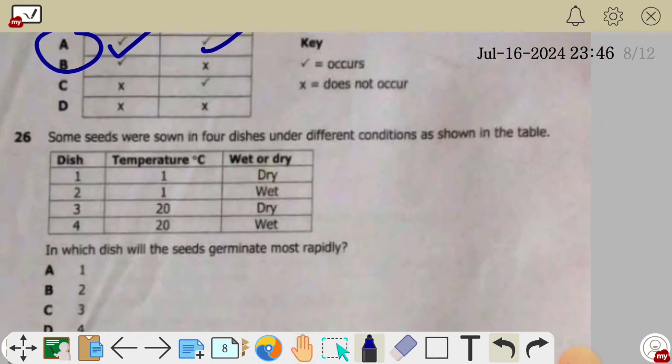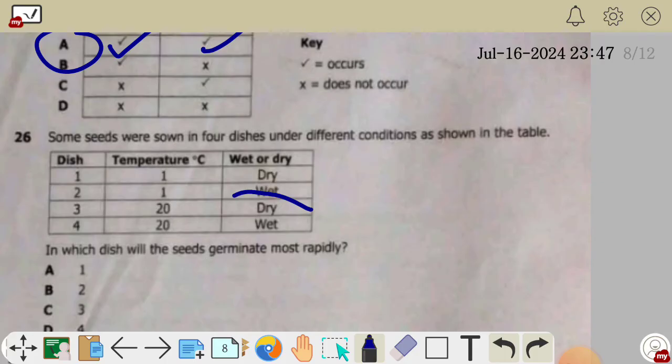26. Some seeds were sown in 4 dishes under different conditions as shown in the table. So this table is just showing some conditions under which some seeds were sown. So the question reads, in which dish will the seed germinate most rapidly? So a seed will germinate at an optimum temperature, mostly 20. Then mostly a seed will grow in wet regions, not when it is dry.